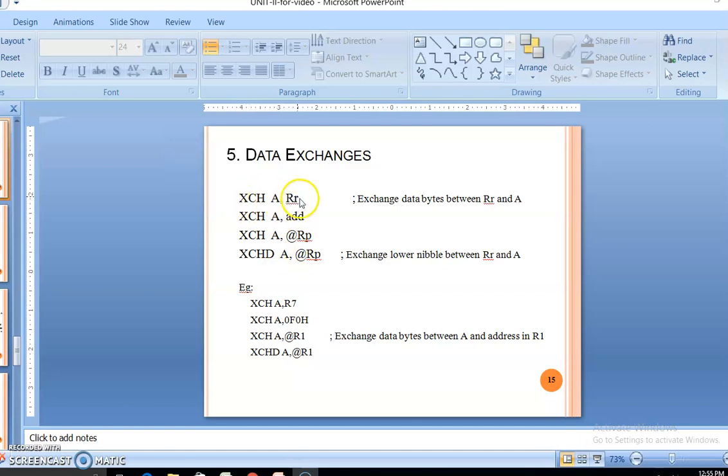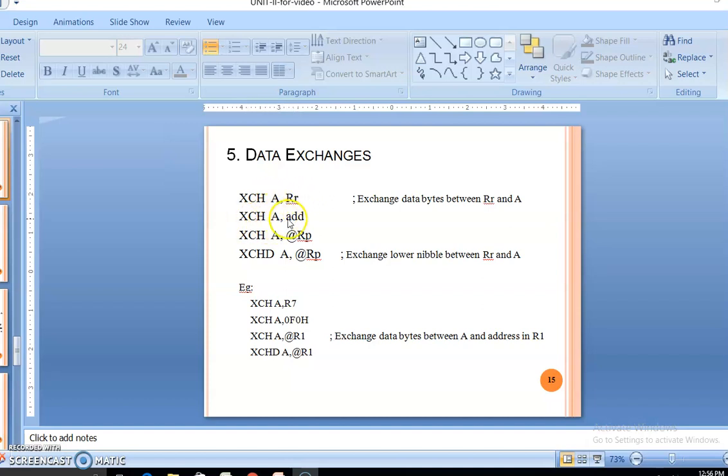Here capital R with small r means R0 to R7. You can take any register of any particular bank, and that register's data is moved into the accumulator, and the accumulator data is moved into that particular register. So source to destination and destination to source. These two operands are going to exchange data between them.